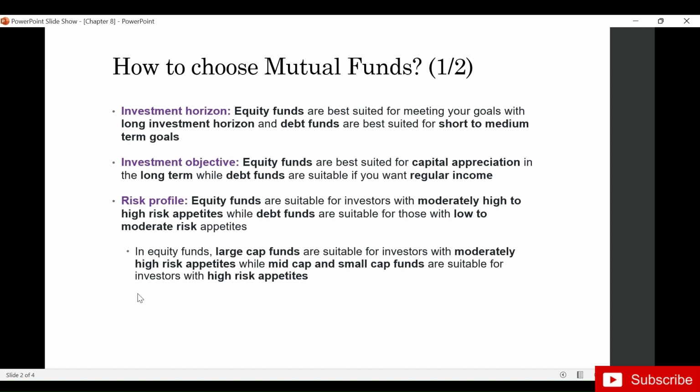Also, within the equity funds category, the large cap funds are suitable for investors who have a moderately high risk appetite, whereas the mid cap and small cap funds are very volatile and hence are suitable for investors with a high risk appetite.